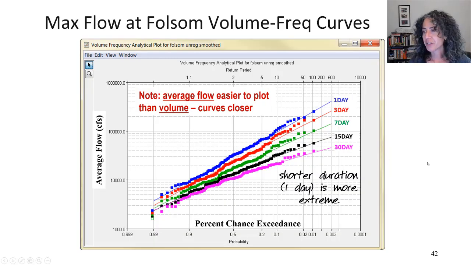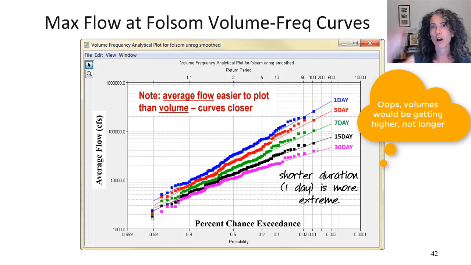This is what our data is going to look like as we plot each data set versus plotting positions, and then also fit log Pearson type 3 distributions to them. With annual maximums, the shortest duration is always the most extreme. So the 1-day duration is going to be the highest. And as we discussed, the longer duration flows get lower and lower. We can also see why we're using average flows instead of volumes, because the volumes at the longer durations would be getting larger and larger, and so would be plotting higher and higher on the axis.